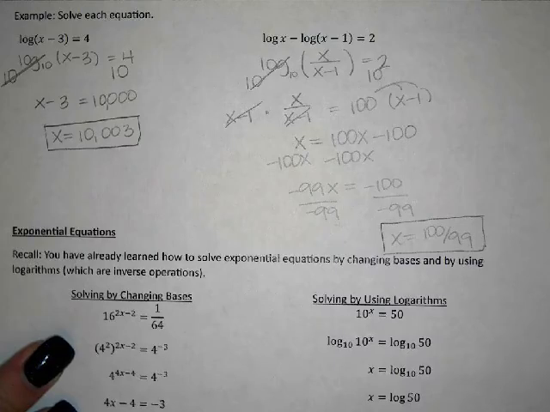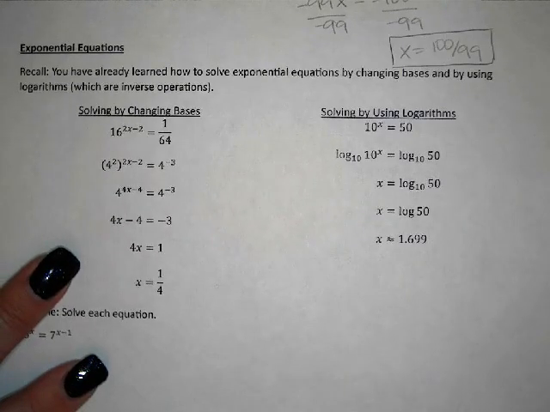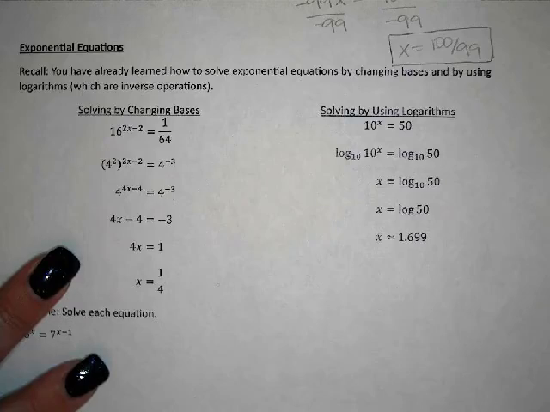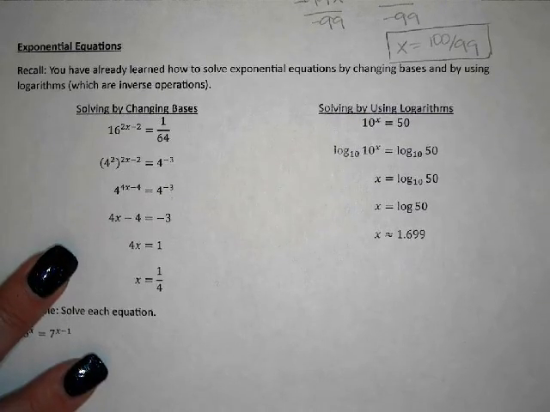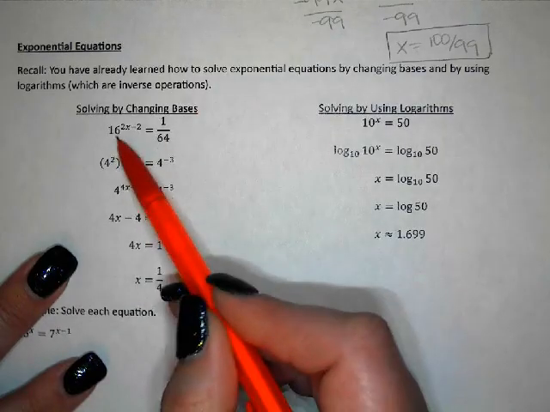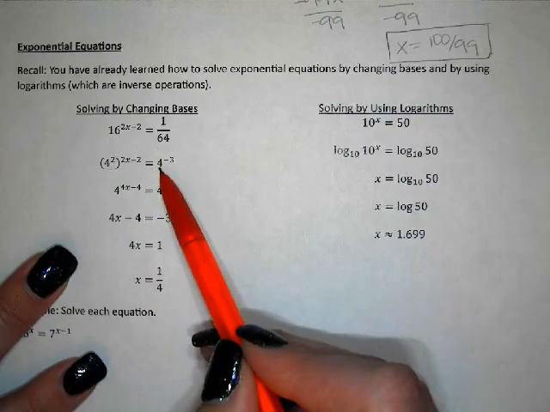Next, we have one more type of exponential equation we haven't worked with yet. So first, I'm just kind of reminding you of work that we've done already to solve exponential equations. So if we have something like this, we can use our chart and we can take numbers like 16 and 1/64 and rewrite them so they have the same base. And then once you have the same base, you can just get rid of the bases and solve the equation.